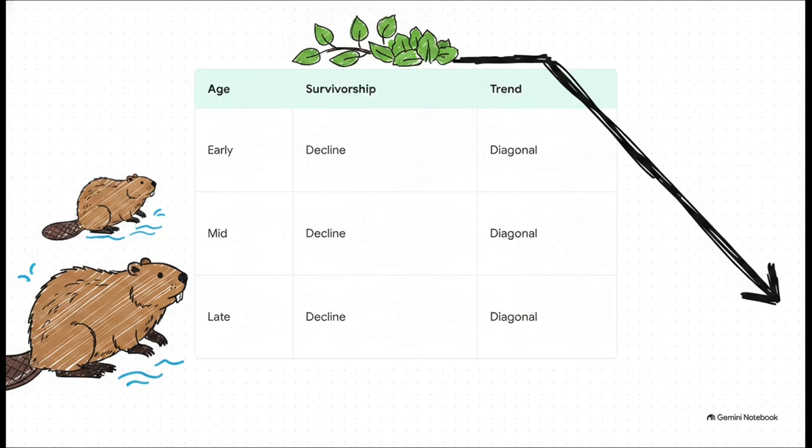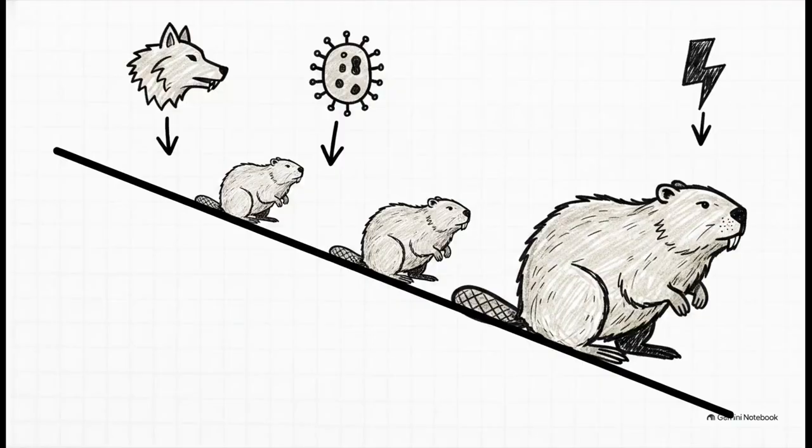Take a look at the raw data for the North American beaver, and we see something entirely different. Across their early life, midlife, and late life, we just see a steady, unrelenting decline. Plotted on our log scale, the beaver's survivorship isn't some long flat line that plunges at the end. It's a nearly perfect diagonal line pointing straight down. That steady diagonal line represents a Type 2 curve.